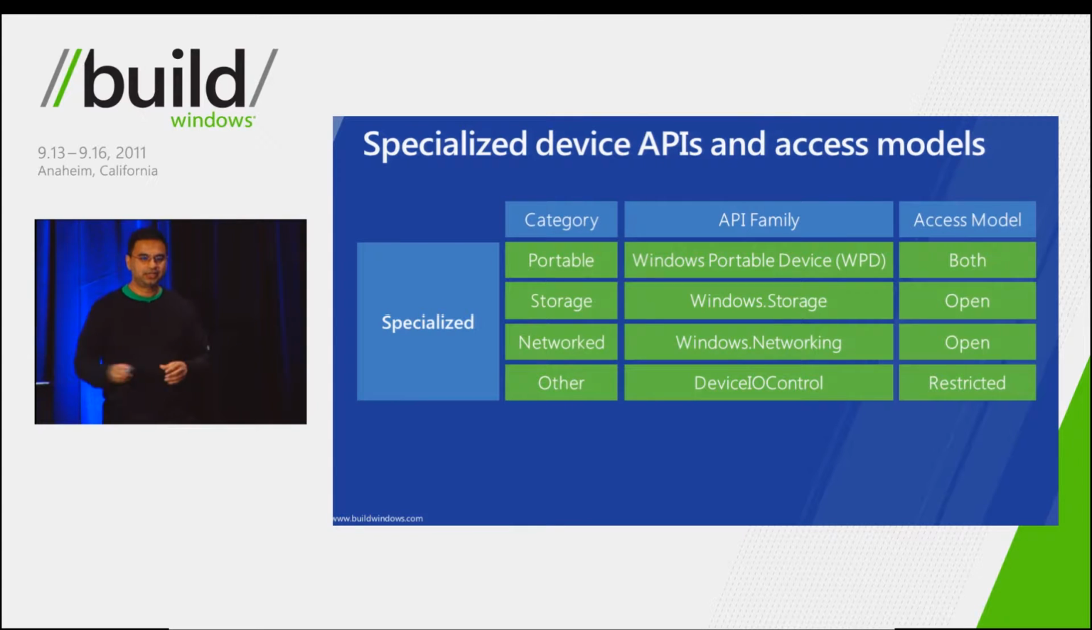Like I said earlier, the access model depends on the kind of API you use. You can use either the open model or the restricted model for portable device APIs. The storage and networking APIs are available in the open model, and the Device IO Control API is only available in the restricted model.